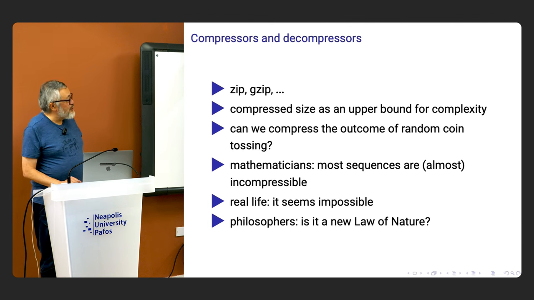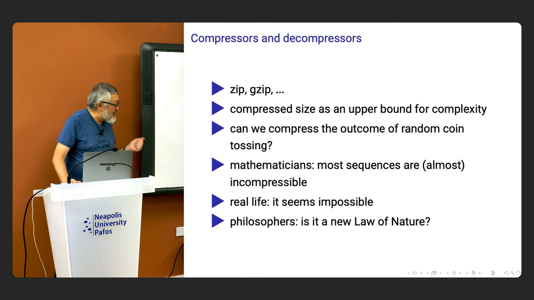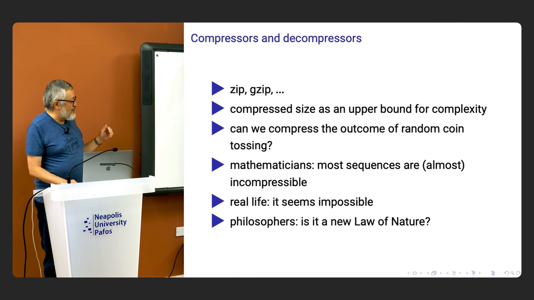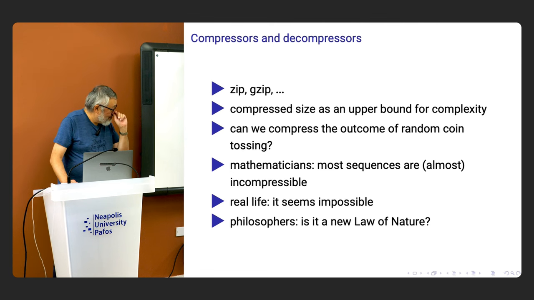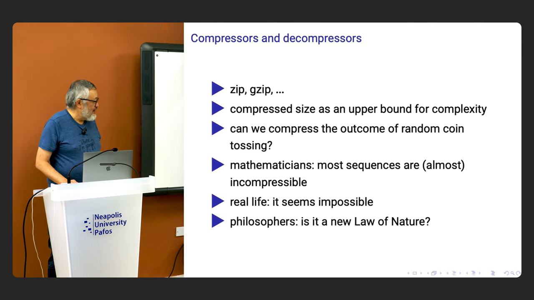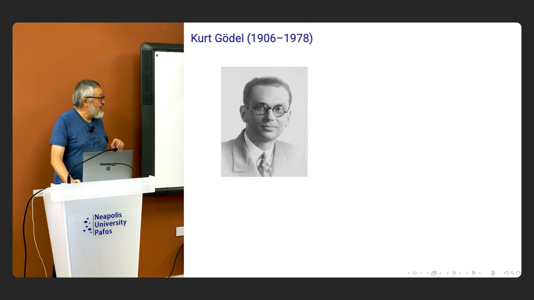So a philosopher can think now: what is this law of nature, that a coin gives us something incompressible? Is it true or false, or how can we prove it? It's clear how we can disprove it, because if you make some experiment and get a compressible sequence, then you disprove this law of nature. But up to now, there are no experiments like this, and how to prove it is not clear. You cannot really prove that something is incompressible.